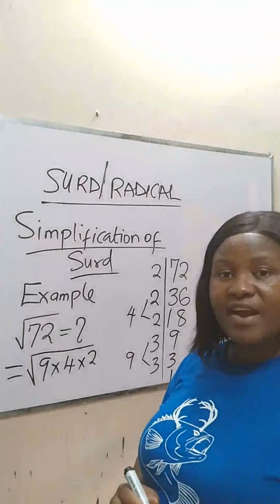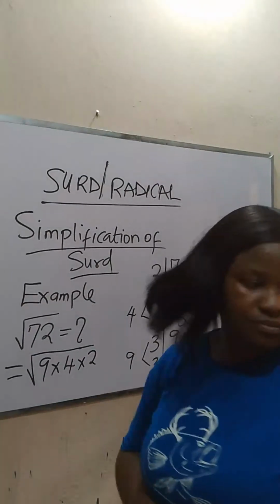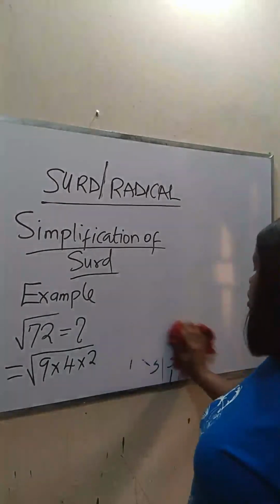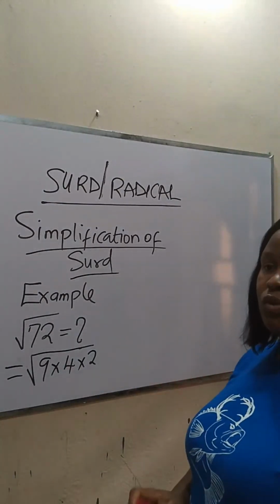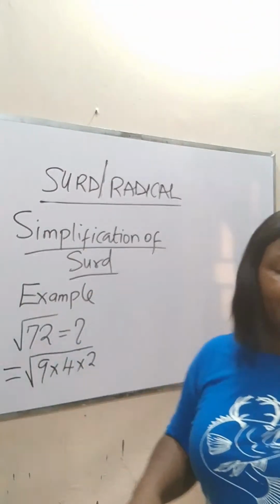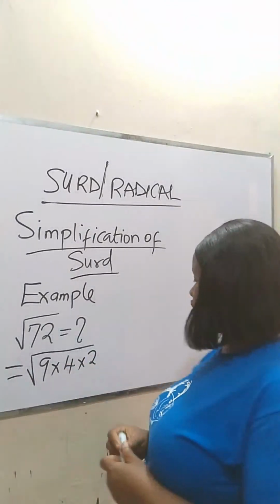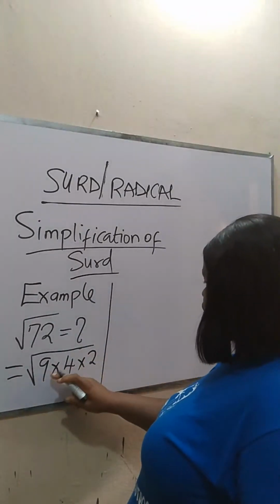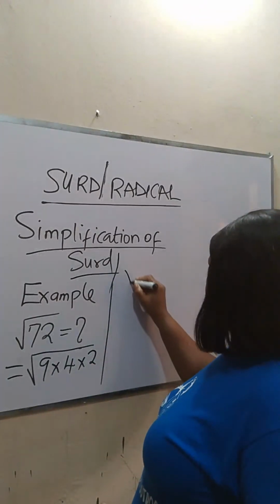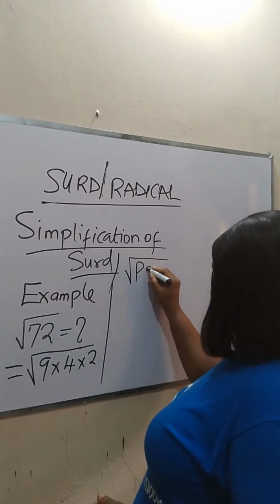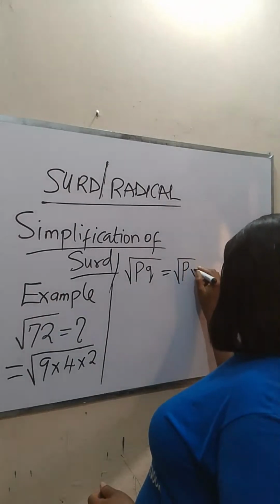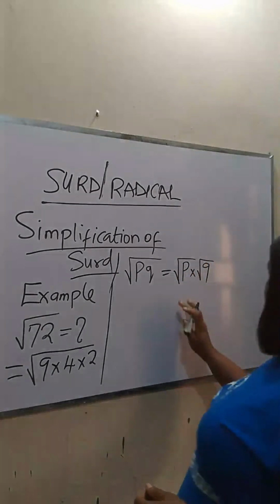So using the law of radicals, we're going to separate it. I'm just showing you the easiest way to solve it when you cannot figure out the perfect square by heart. But if you know the perfect square, it's very easy. So this is equal to, now following the first law of radicals, which says that the square root of PQ is equal to the square root of P times the square root of Q.